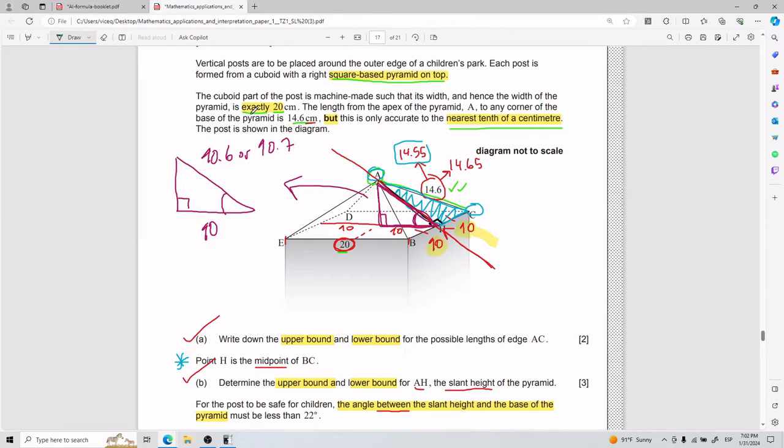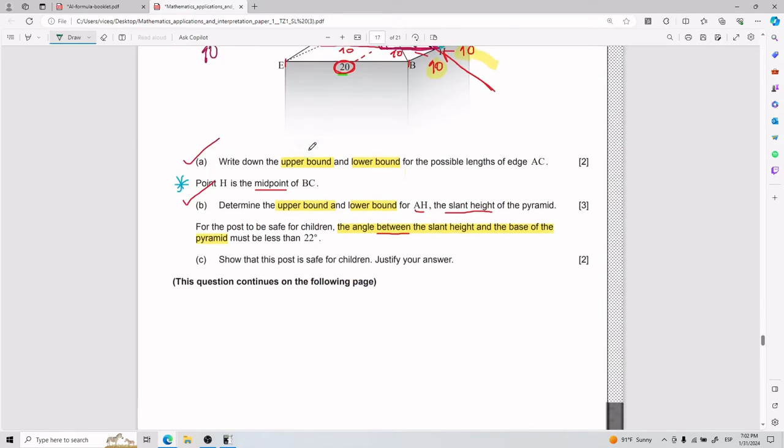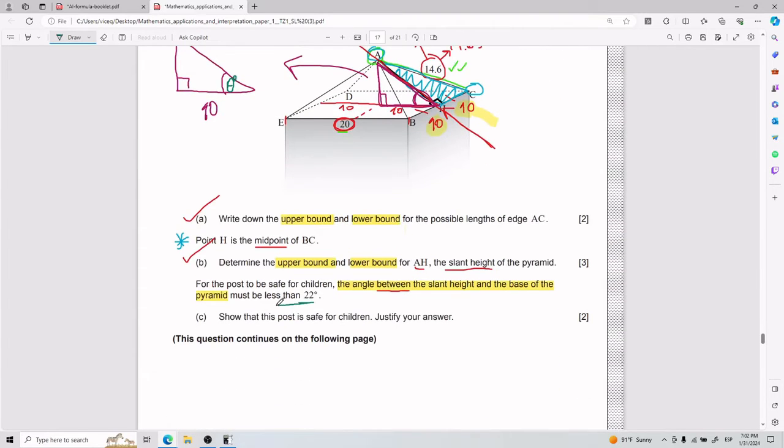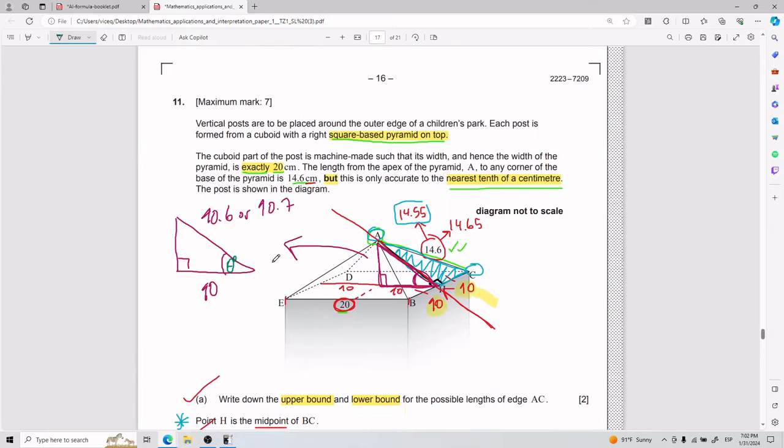And I need to find this angle here, with the lower bound or the upper bound, to see if it is safe for children, because that angle must be less than 22. So basically, you need to find this angle from this diagram, using the lower or the upper bound, whichever makes more sense. So we're going to go for both versions, using the upper and the lower bound.